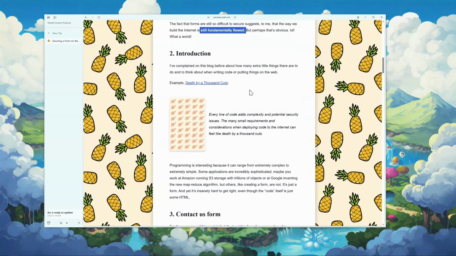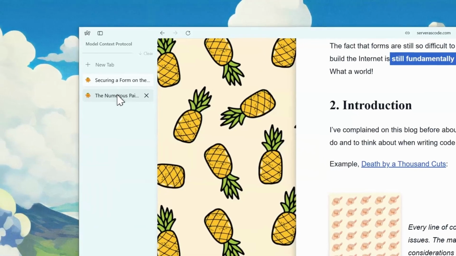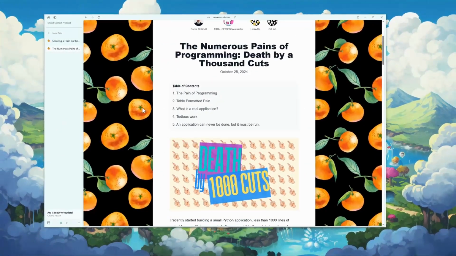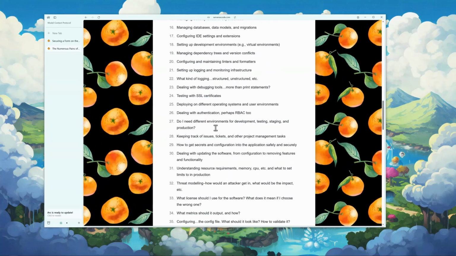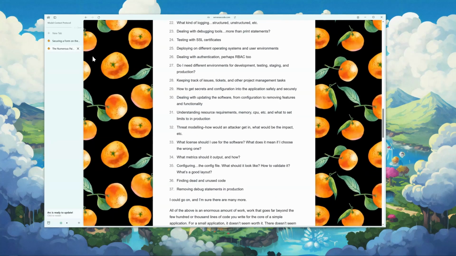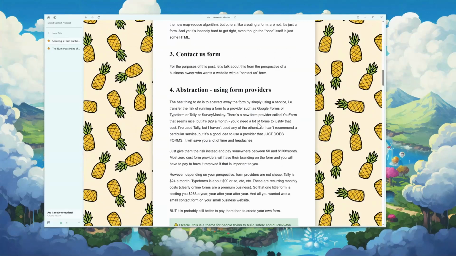That's where we live. I've also got this other blog post where I talk about the numerous pain points of programming, kind of death by 1,000 cuts. Lots of the fun stuff you have to do around programming that isn't actually part of programming. But okay, let's get into it.